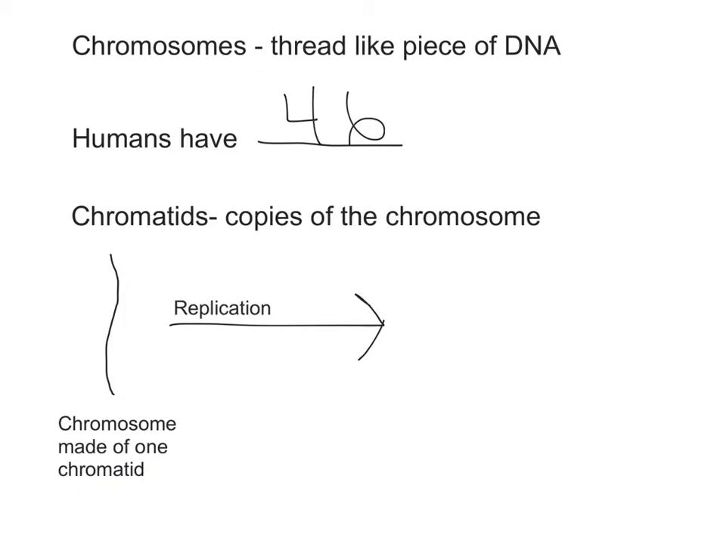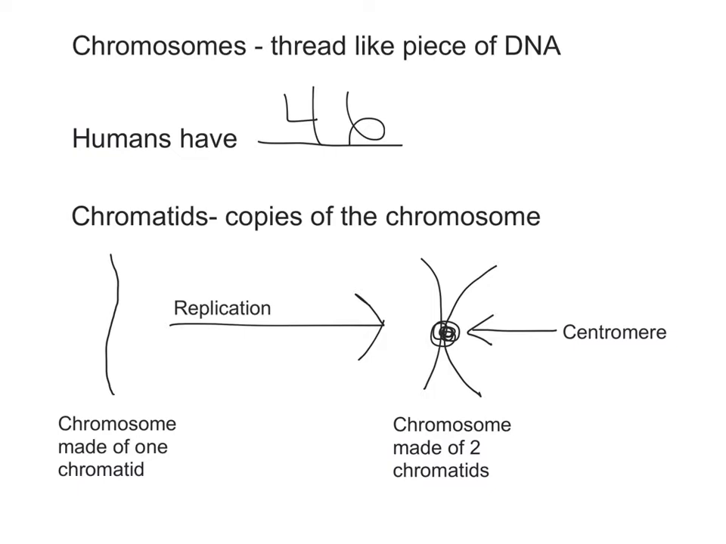So after replication, we're going to have a chromosome made of two chromatids. Those are exact copies of each other, and they're going to be connected in the center by a centromere. So just keep in mind, as long as those two pieces, those two sister chromatids, are connected in the middle, they are a single chromosome. So one structure, one chromosome.